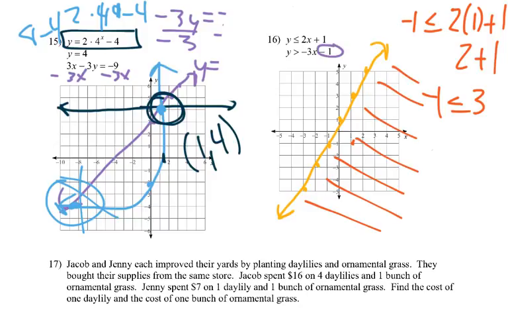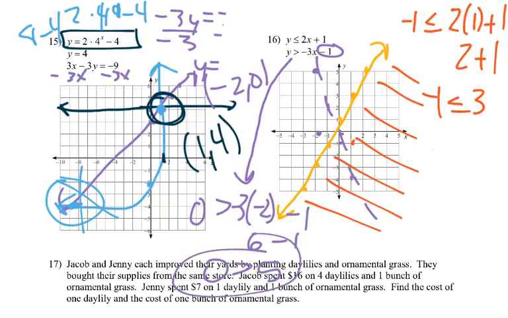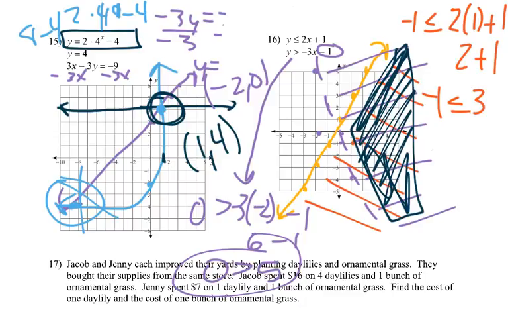Then we graph the other one, which I'm going to do, and then we'll talk about the answer. So I'm going to pause it. Now when I graph this one, it's a dotted line. Then I'm going to pick a test point. I'll go negative 2, 0. 0 is not greater than 5, so we shade the other side. And the double shaded part is the answer.